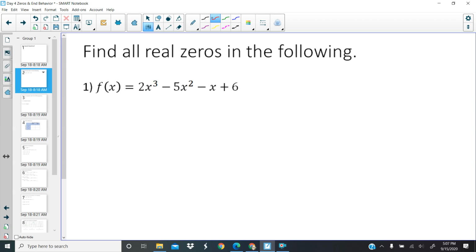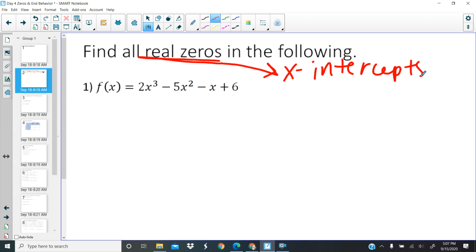Another word for real zeros is just the x-intercepts that you find in an equation. So we're looking just for x-intercepts with real zeros. The way that you can do that in something like this example, 2x cubed minus 5x squared minus x plus 6, is just to graph it and find the x-intercepts. So that's what we're going to do on Desmos.